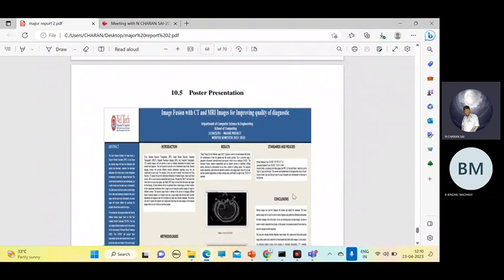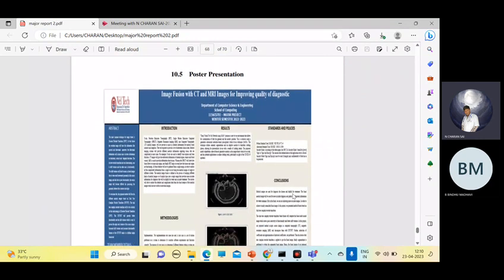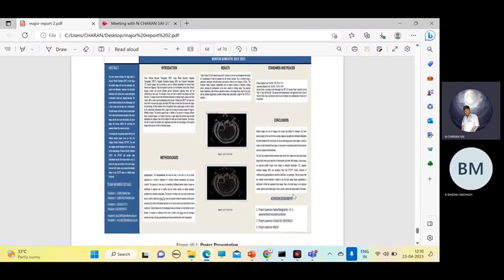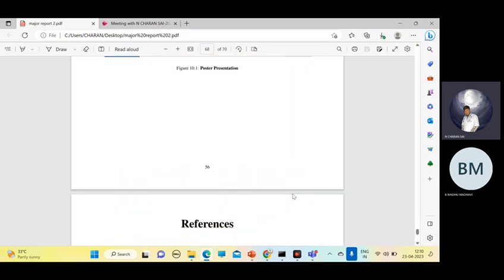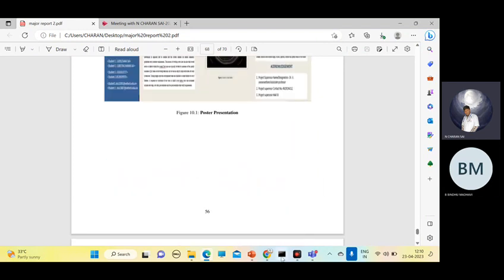And this is our poster presentation. This is our poster presentation. And next, what we have to do.